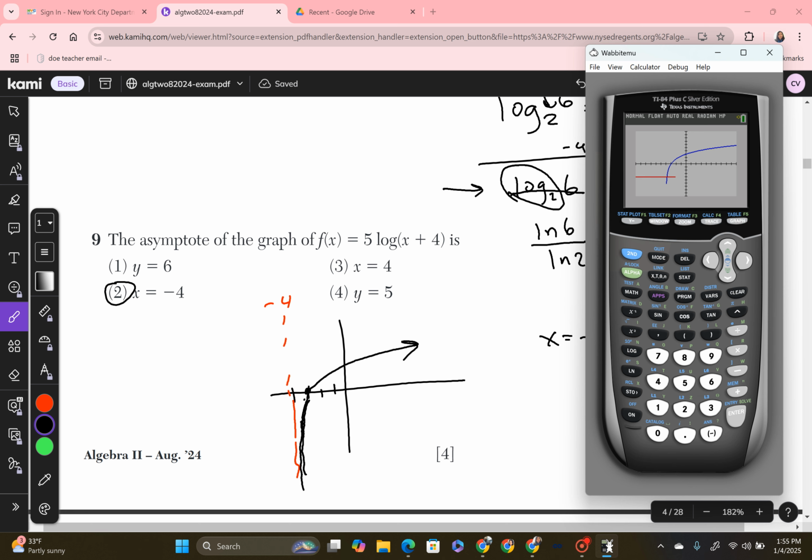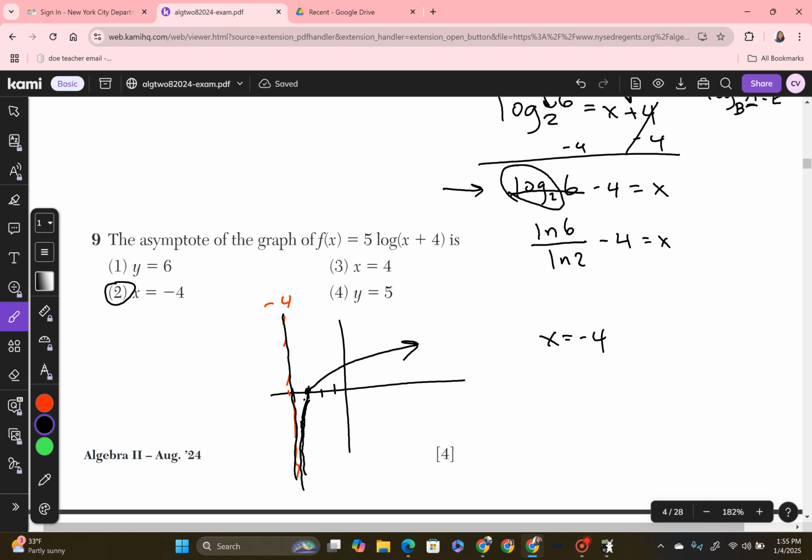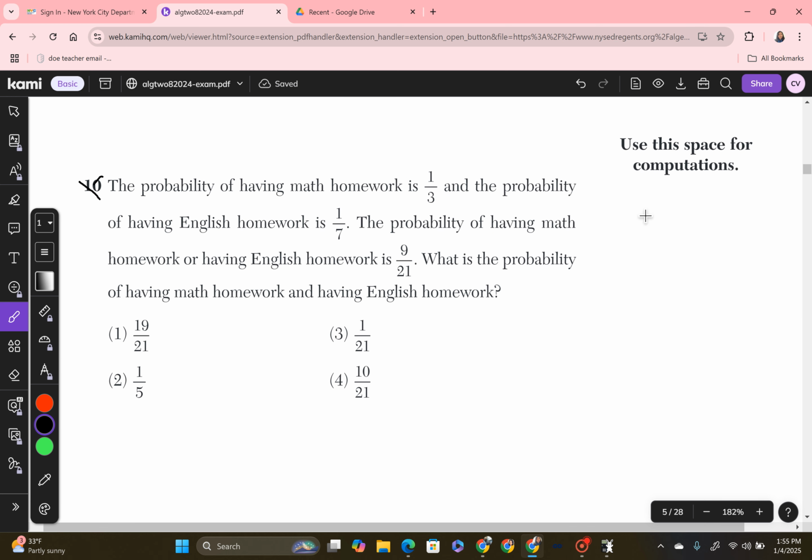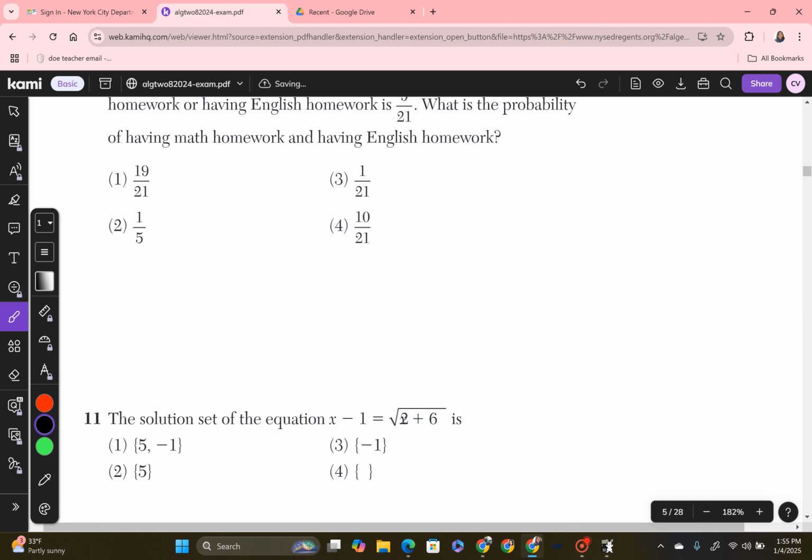See -4? So we don't want a horizontal line, we want a vertical line, right? Our asymptote is vertical. So x equals -4 is our answer. Number 10 is not part of units 1 through 3.